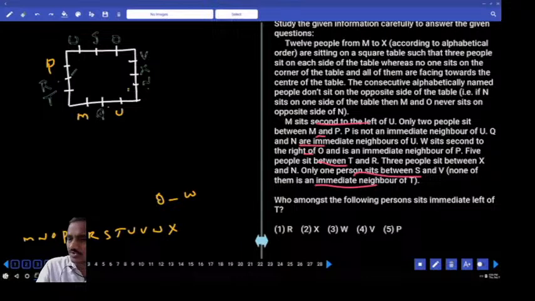Now 5 people between whom? And 5 people between T and R. Now T and R, and there must be 5, and 3 people between X and N. Now 3 in between X and N is here, and 3 people between X and N, and 1, 2, 3, X is here, and T is here, and now 5 people between T and whom? T and R. R is here. T and R. Now this is the final arrangement, question numbers 1 to 5.